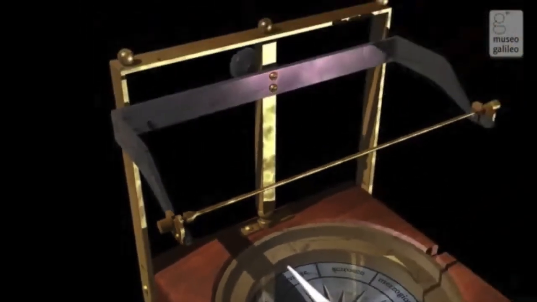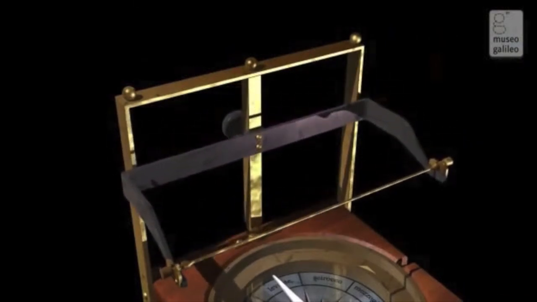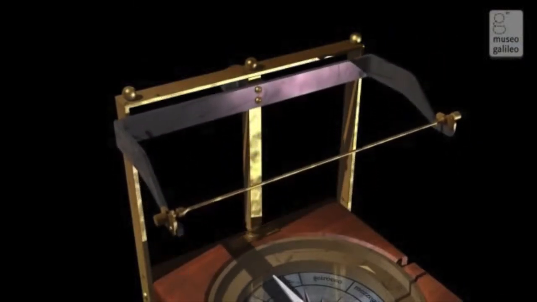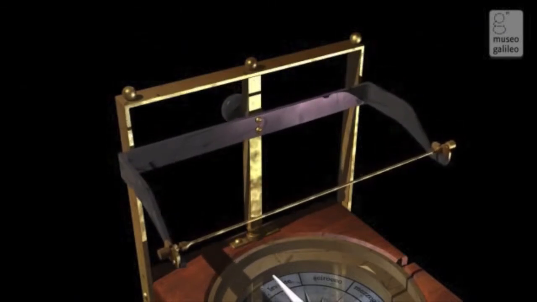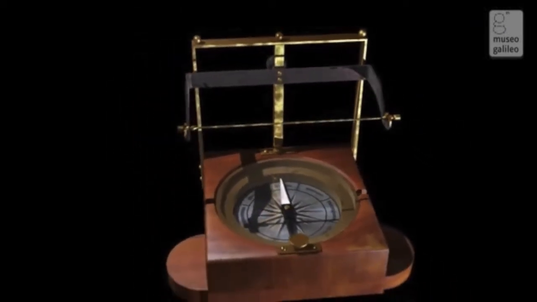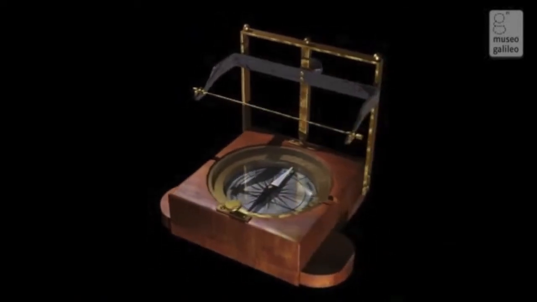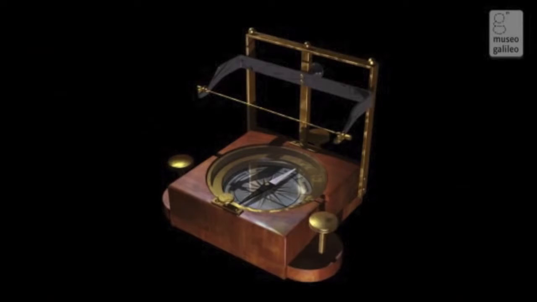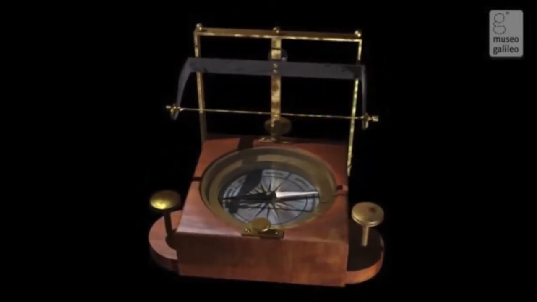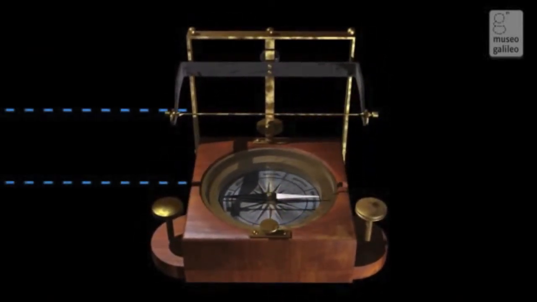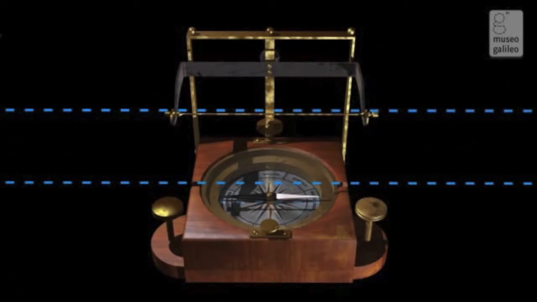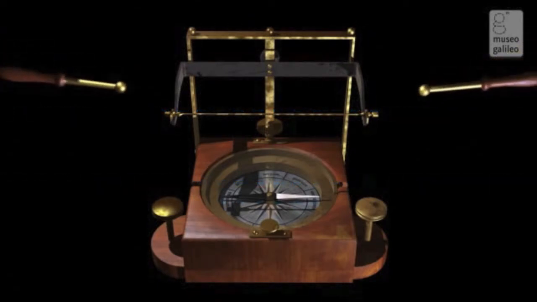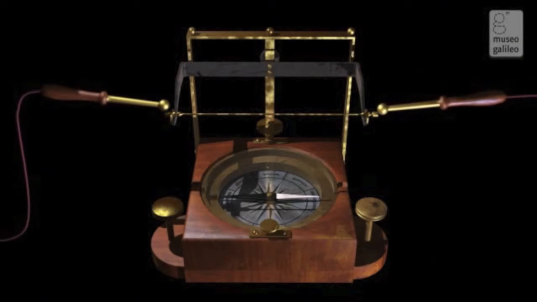A pinion is used to raise and lower the wire above the compass needle to determine the relationship between its deflection and its distance from the wire, through which an electric current flows. 3 levelling screws ensure that the system is perfectly horizontal. After arranging the device so that the magnetic needle is parallel to the conducting wire, the 2 ends of the wire are connected to the electrodes of an array of batteries, and a current is sent through it.